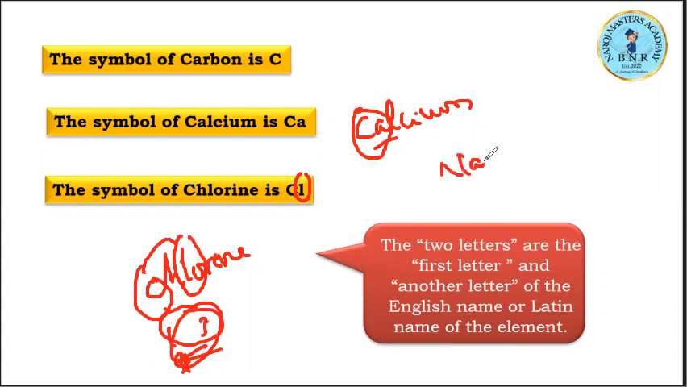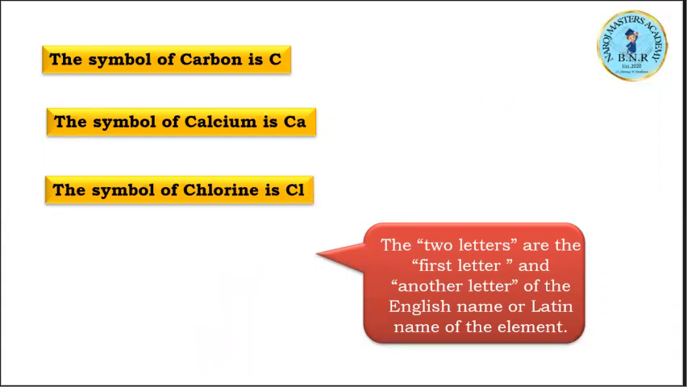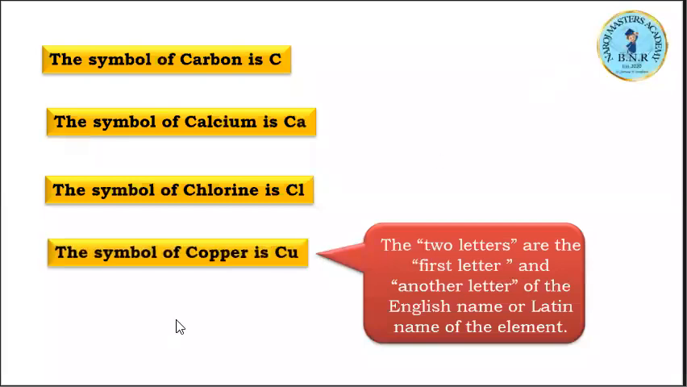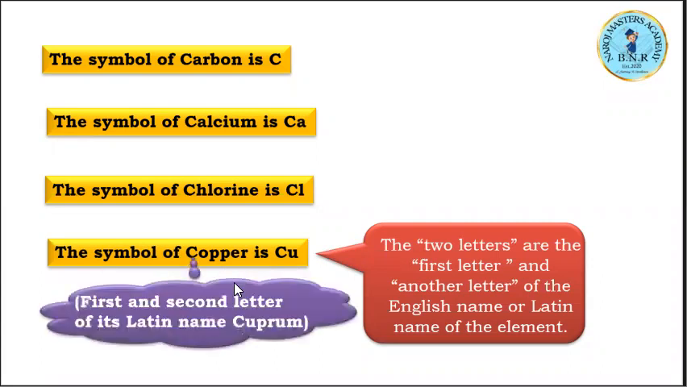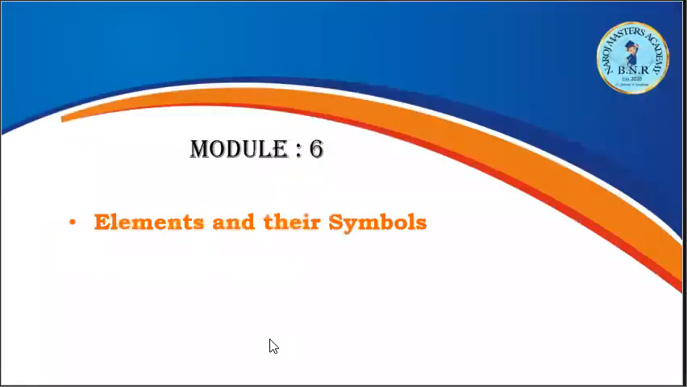Potassium is K, sodium is Na. Like that we have different element symbols. Very important: the symbol of copper is Cu, and there is no U in the word copper. So Cu comes from the Latin name of copper, cuprum. Okay, and now let me continue in this session itself, elements and their symbols.